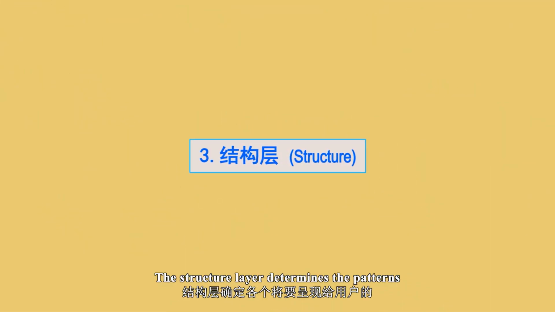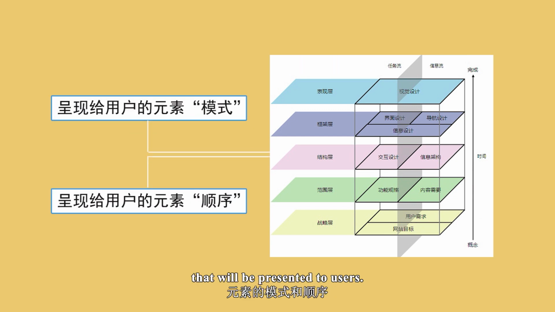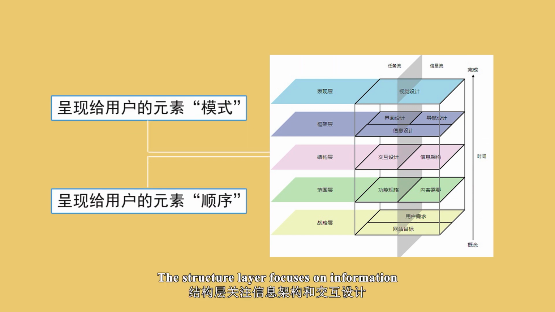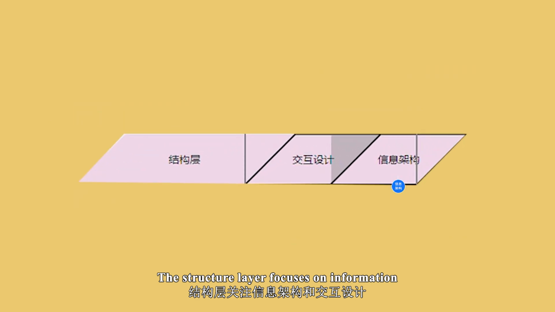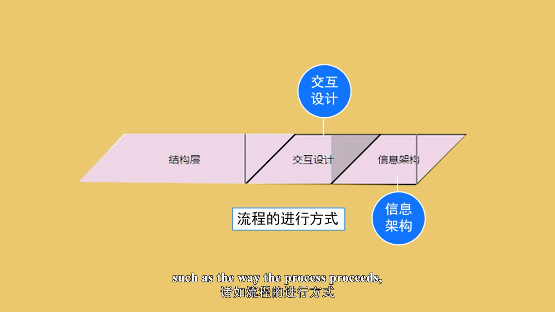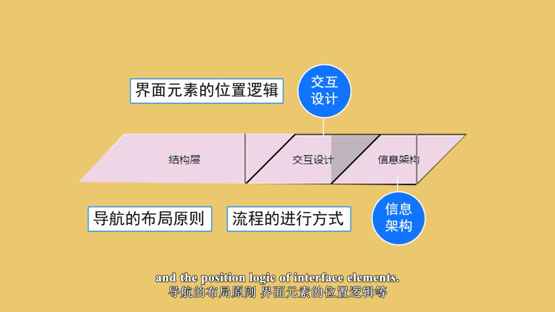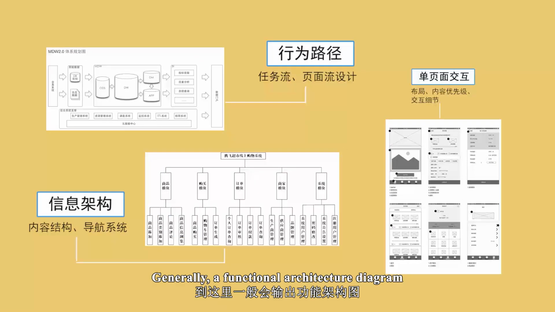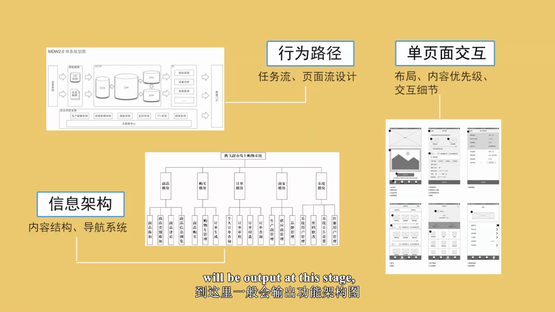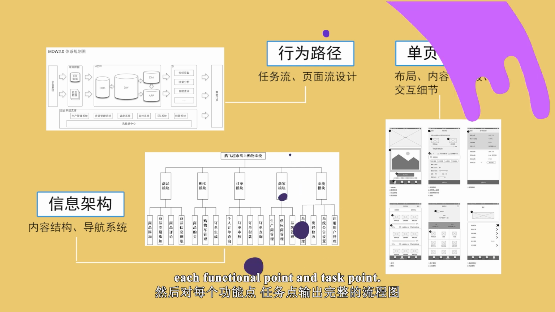The structure layer determines the patterns and sequences of various elements that will be presented to users. The structure layer focuses on information architecture and interaction design, such as the way the process proceeds, the layout principles of navigation, and the position logic of interface elements. Generally, a functional architecture diagram will be output at this stage, and then a complete flowchart will be output for each functional point and task point.